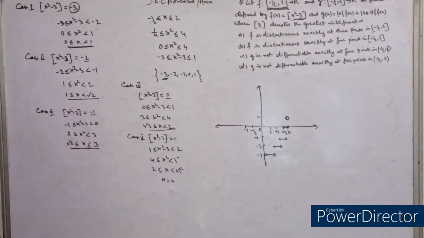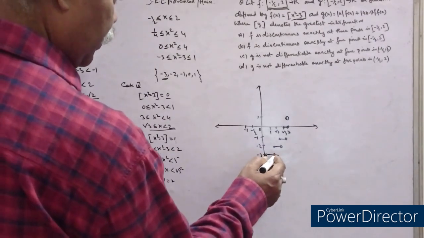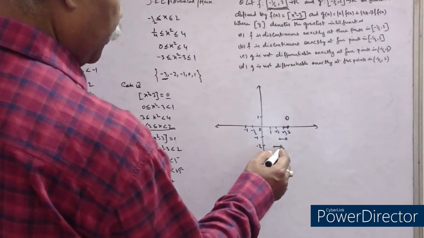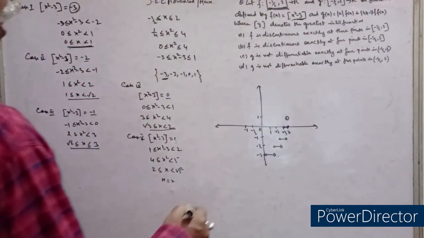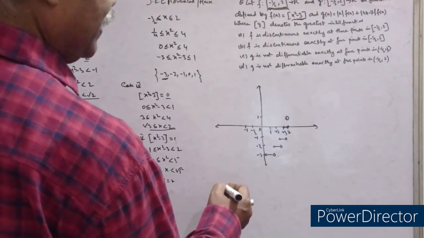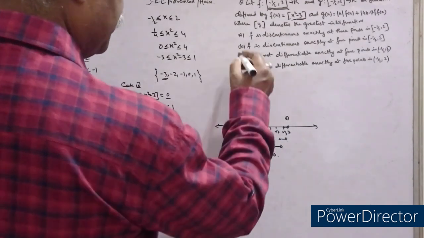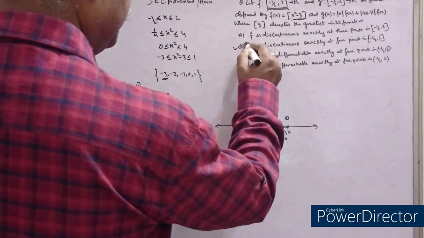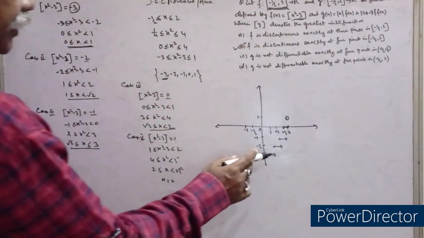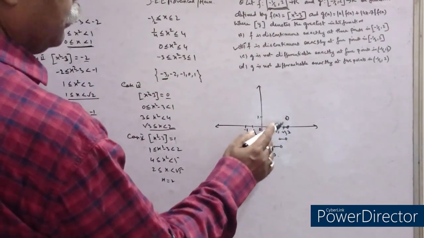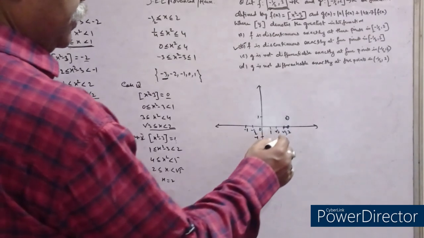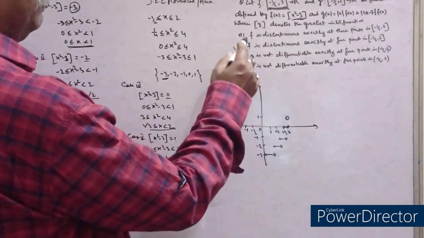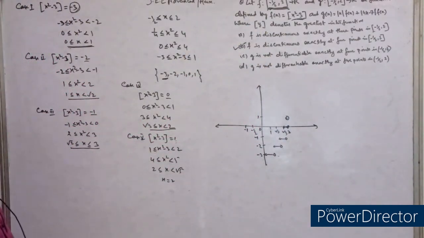So here you see that we have got 4 discontinuity points: 1, 2, 3, 4. There are 4 discontinuity points. So f is discontinuous exactly at 4 points. So your option B is correct, because here you see 1, 2, 3, 4 discontinuous points. From this I can conclude that there are 4 discontinuity points for the greatest integer function.